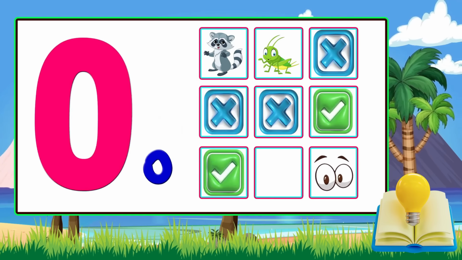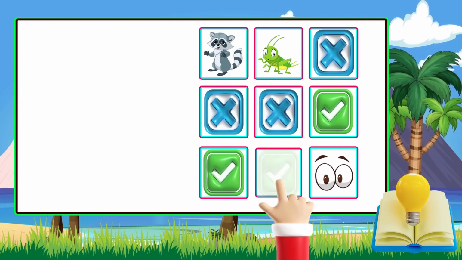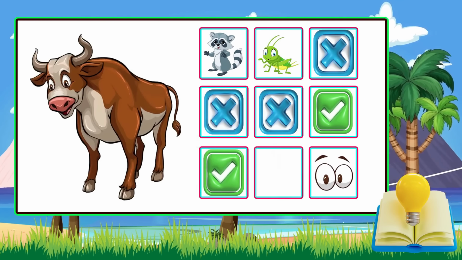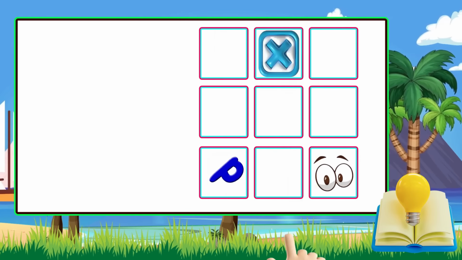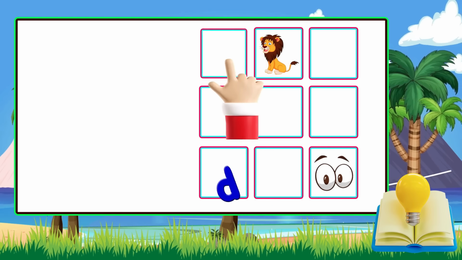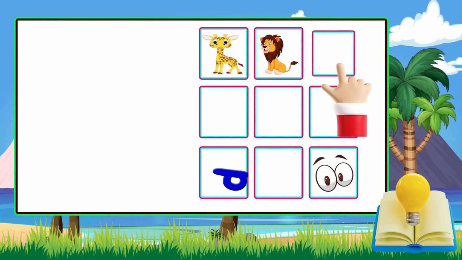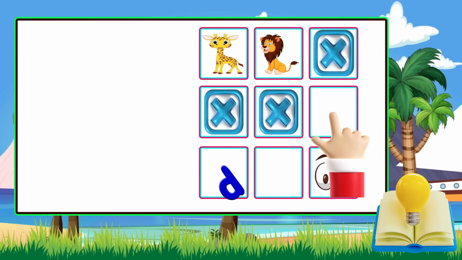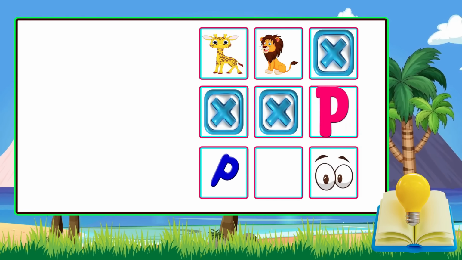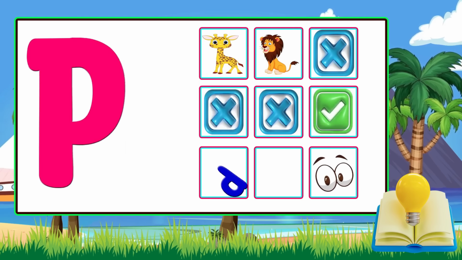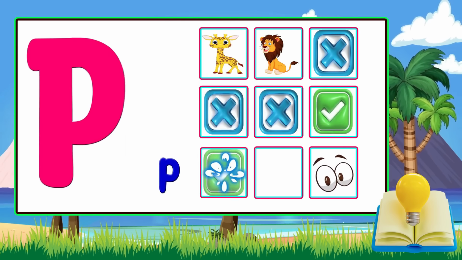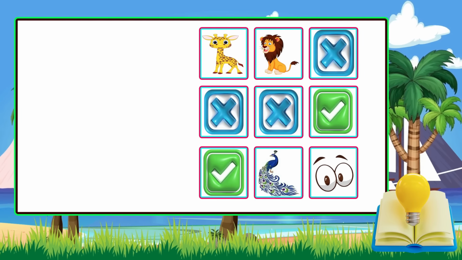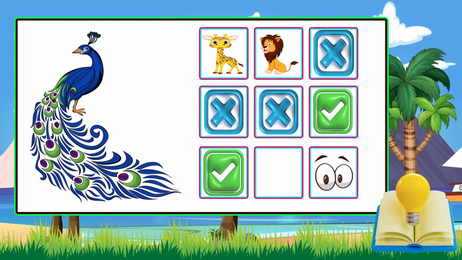Letter O. O, O, ox. Letter B. Purple peacock.